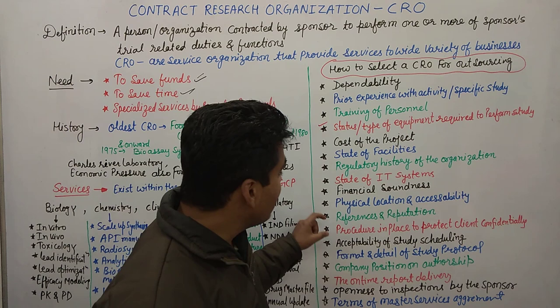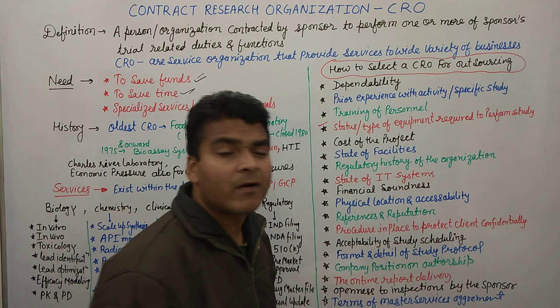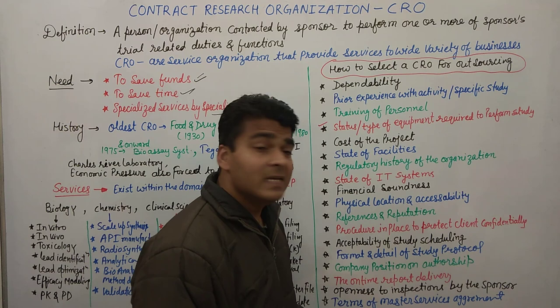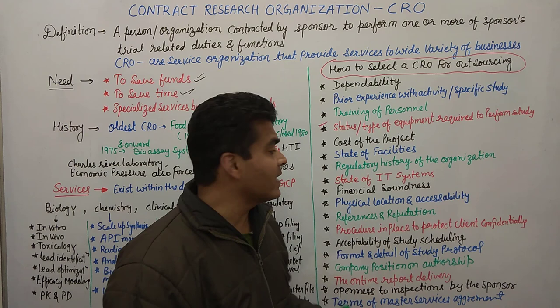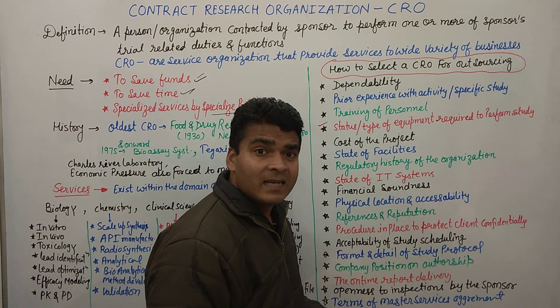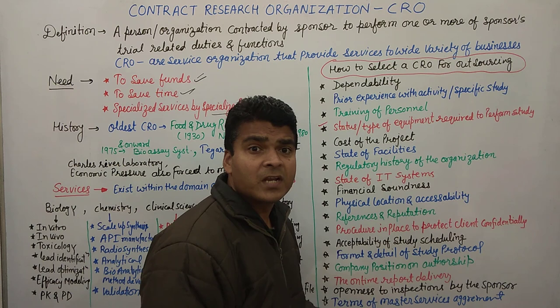Then procedures in place to protect client confidentiality. This is another important aspect for European and American pharmaceutical companies, because they want to protect client confidentiality. How much the CRO is able to protect the confidentiality of their data, whatever data the CRO is getting. So whether the CRO is keeping their data confidential or not, this is another important point.